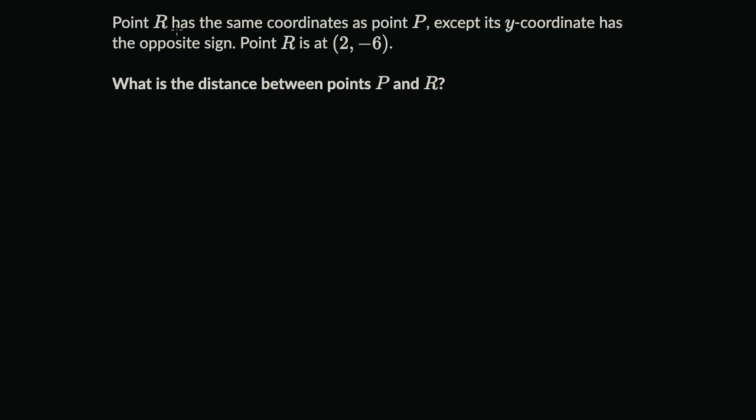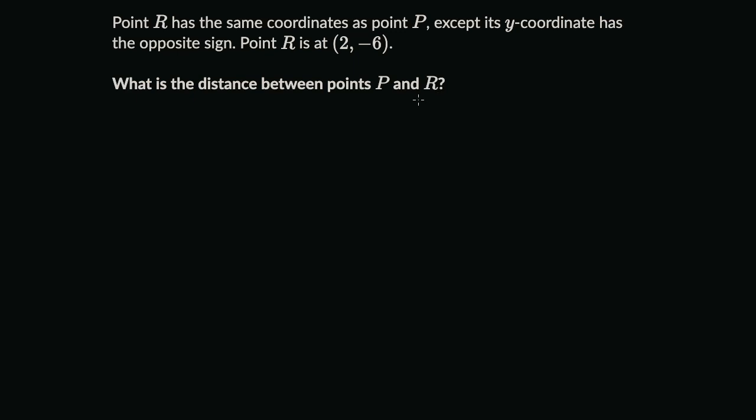We're told point R has the same coordinates as point P, except its y-coordinate has the opposite sign. Point R is at (2, -6). What is the distance between points P and R? So pause this video and have a go at this before we do this together.